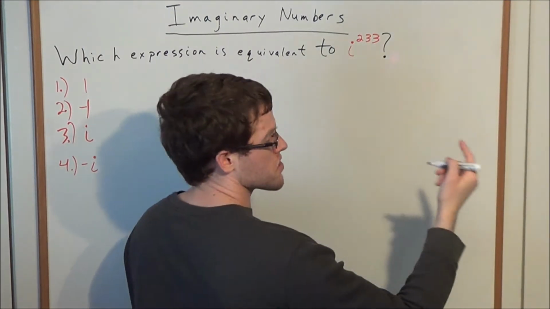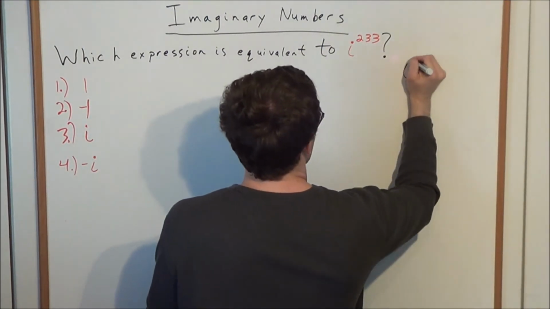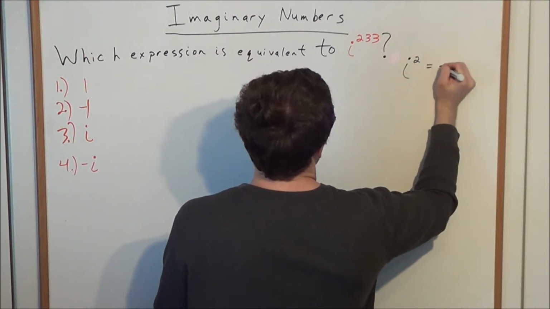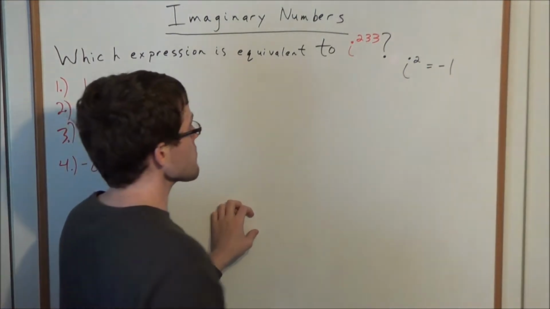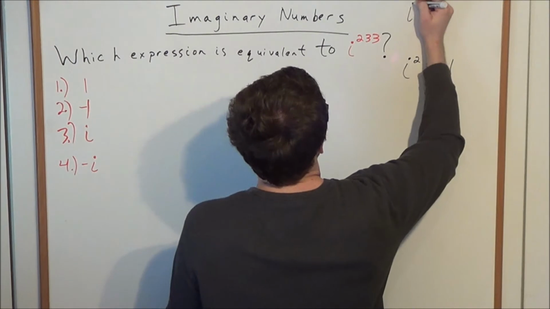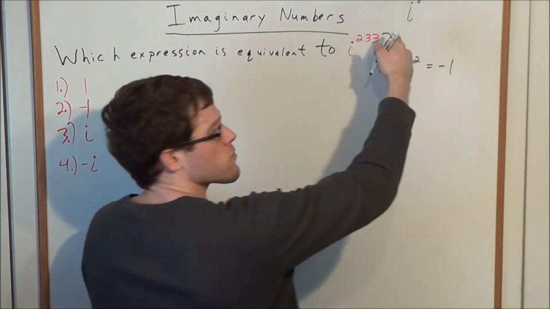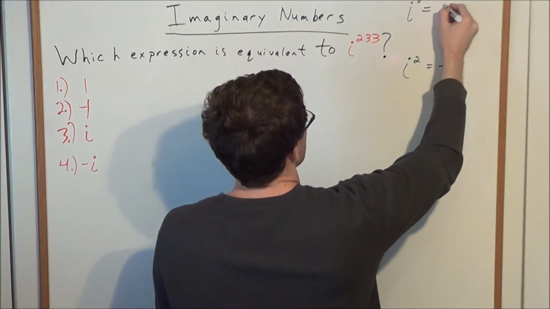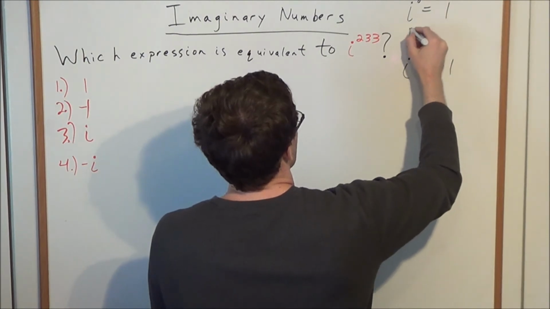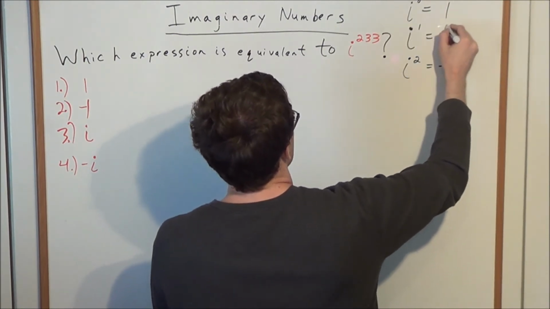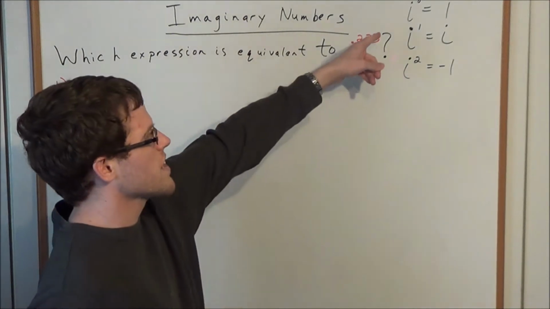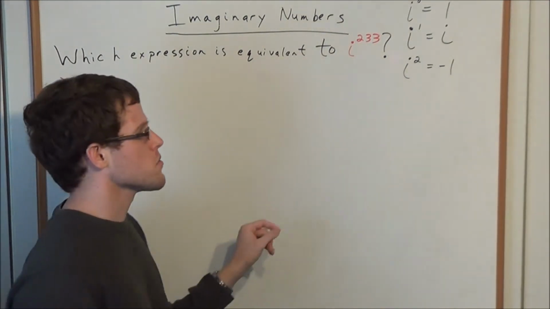We start with the definition of i. i is defined to be the square root of -1, which allows us to say that i squared is equal to -1. Now, one property of exponents is that anything raised to the 0 power simply equals 1, and anything raised to the first power is just equal to itself. So this allows us to write i to the 0 equals 1, i to the first equals i.